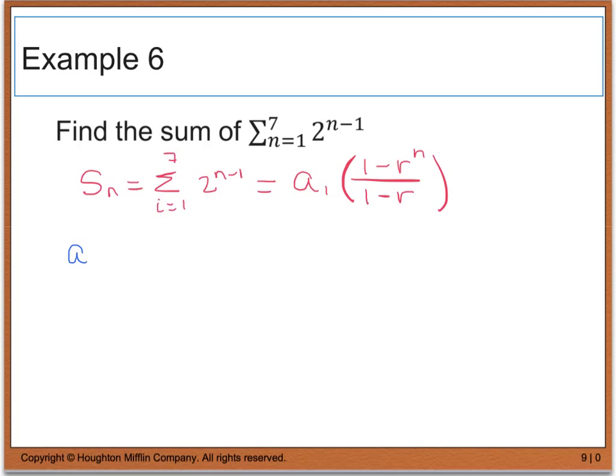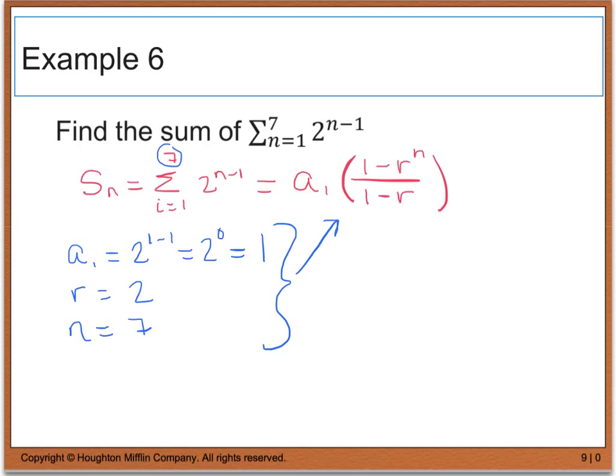To find our first term, a sub 1 is really equal to 2 to the 1 minus 1, which is equal to 2 to the power of 0, which is equal to 1. Our ratio, r, is 2, and our value n, which is given up here, is equal to 7. So now that I have each piece, I can plug it into this equation. a sub 1 is 1 times the quantity of 1 minus 2 to the 7th power divided by 1 minus 2.